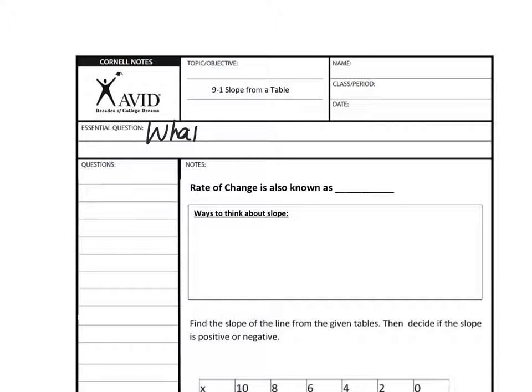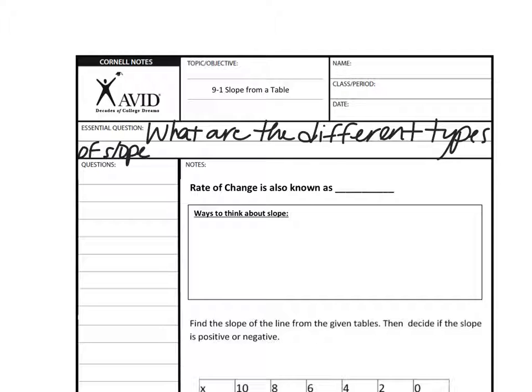Write this down. This is 9-1. What are the different types of slope? And how do I find slope from a table?